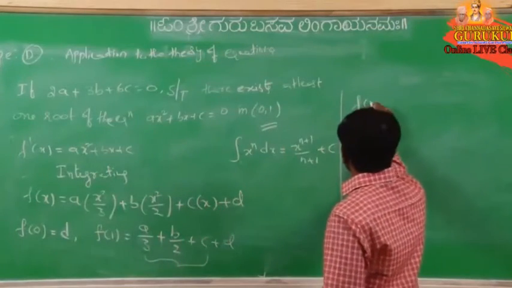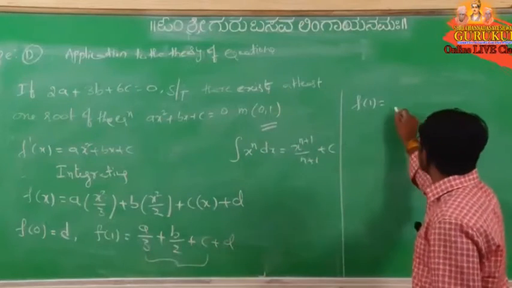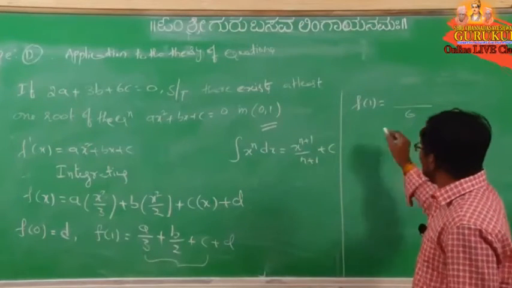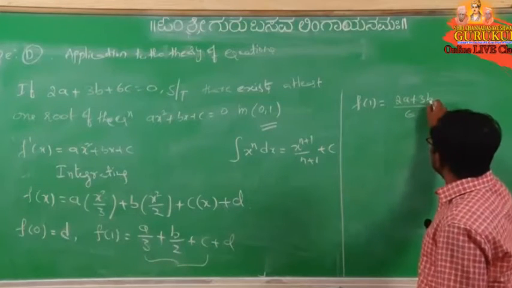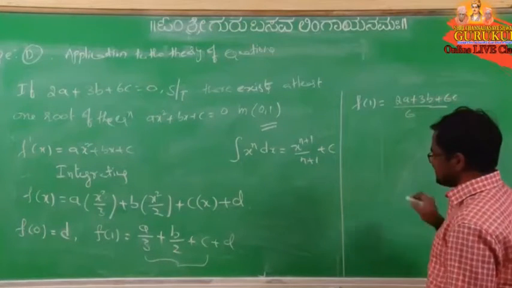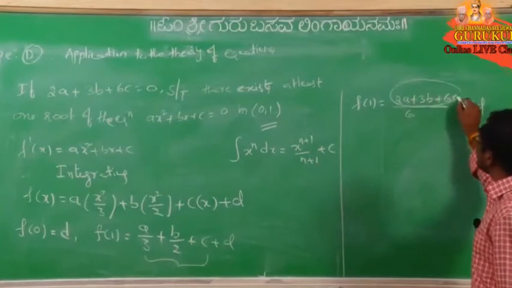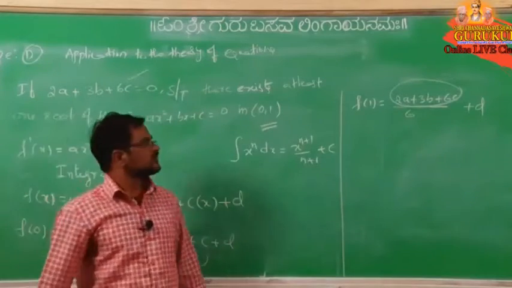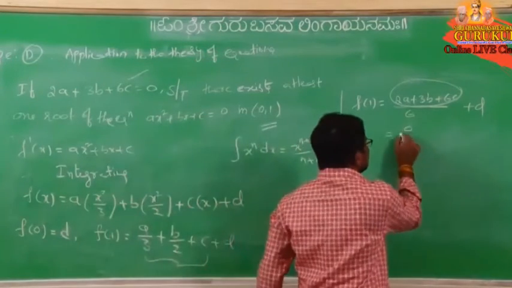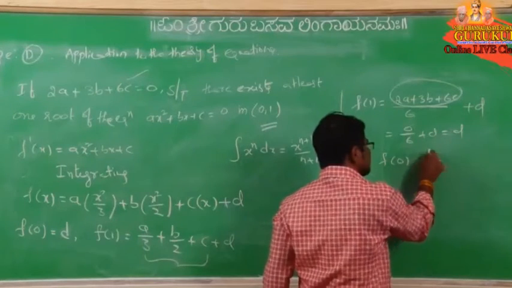So f of 1 equal to, if you take the LCM, what is the LCM here? 6 is the LCM. Here what is remaining? 2a plus 3b plus 6c plus d. But here the condition they gave, what is that? 0. So 0 by 6 plus d equal to d. So f of 0 equal to f of 1.